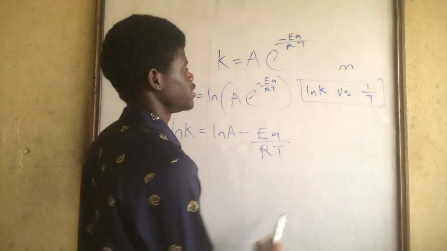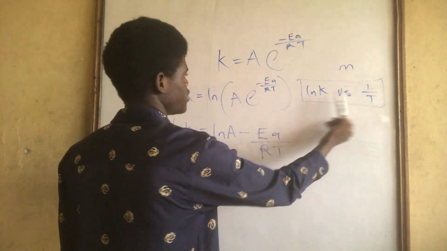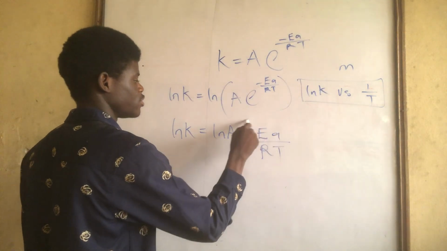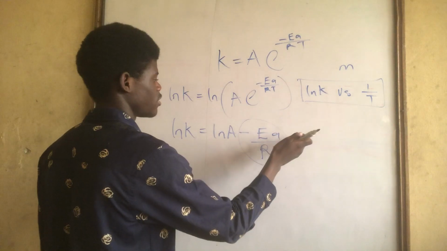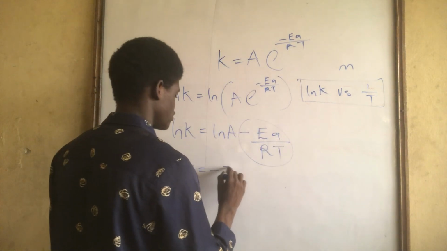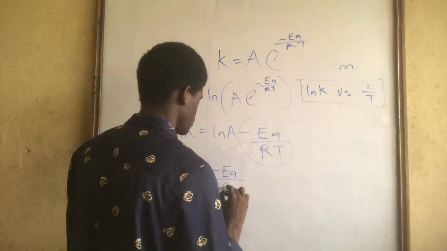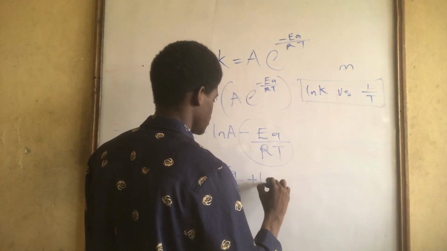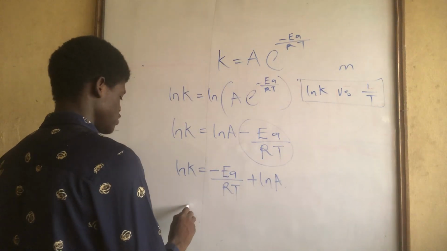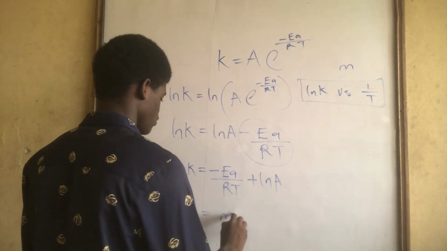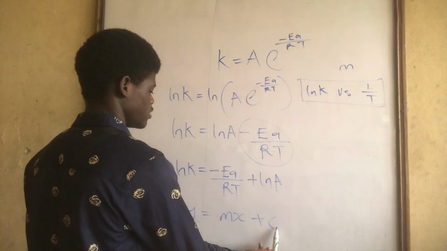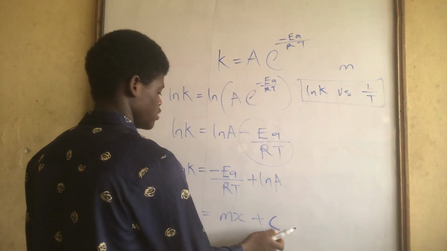Since you are plotting ln K, that means ln K is the y axis and this is the x axis. So we need to bring this old stuff here and take this one back here. So that will be ln K is equal to minus Ea over RT plus ln A. Can you see the board? Yes. So we are just going to compare this equation to our equation of a straight line, y is equal to mx plus c, where m is the slope, y is the y-axis, x is the x-axis, and c is the intercept.